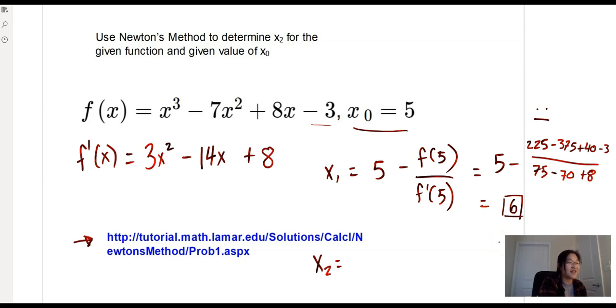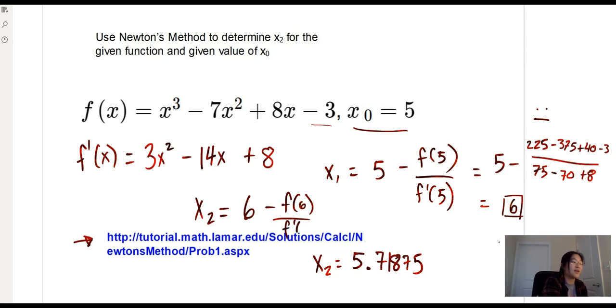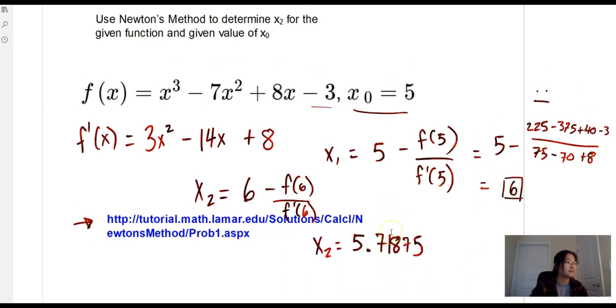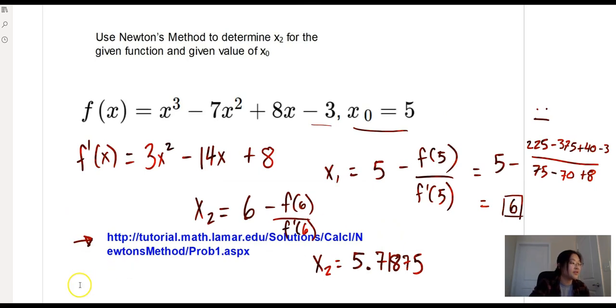All right, so I'm finding that x sub 2 is 5.71875. If you just plug in 6 to this formula that you have, 6 minus f of 6 over f prime at 6, so x sub 2 is that. And I think that'll about do it. I hope that helps, and we'll talk more about doing these kinds of problems in class.